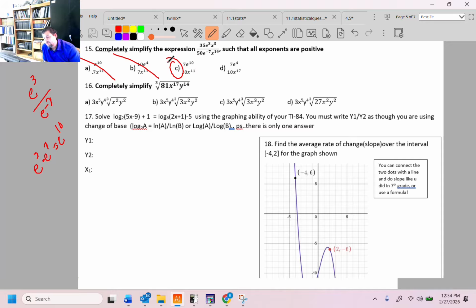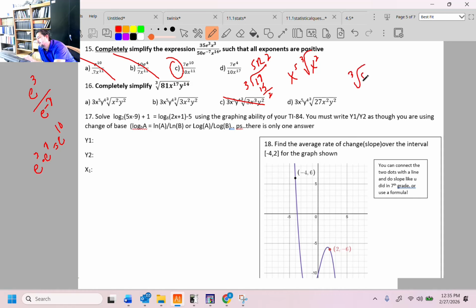Completely simplify the cubic root of 81, x to the 17th, y to the 14th. Now 17 divided by 3, let's think about this. Let's go old school. 3 into 17, 5 times, that's 15. The remainder of 2. I need x to the 5th out front, and x squared inside. 14 divided by 3 is 4 times with a remainder of 2, so I need a y to the 4th out front and a y squared inside.